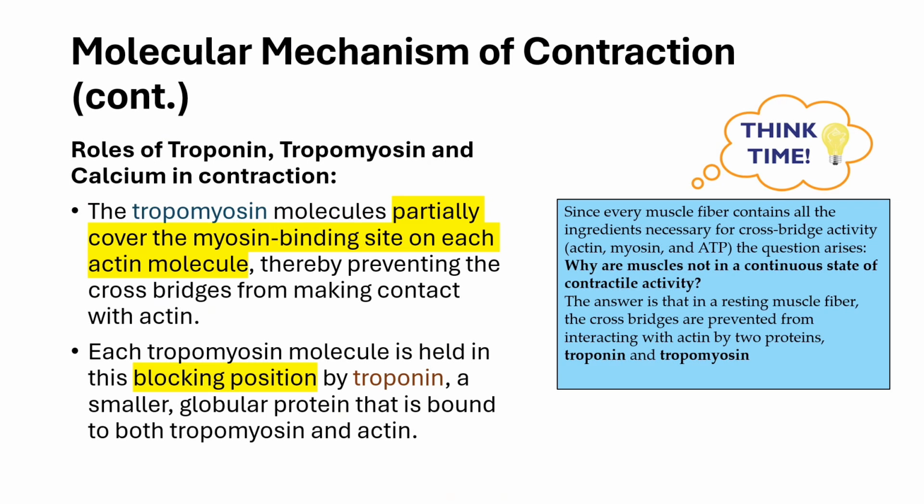Now here's a question for you to think about. Why are muscles not in a continuous state of contraction? After all, the necessary components for contraction, that are actin, myosin, and ATP, are present in muscle fibers. So the answer lies in the function of troponin and tropomyosin, which prevent interaction between actin and myosin in resting condition. This critical regulation ensures that contraction only occurs when it is actually needed.